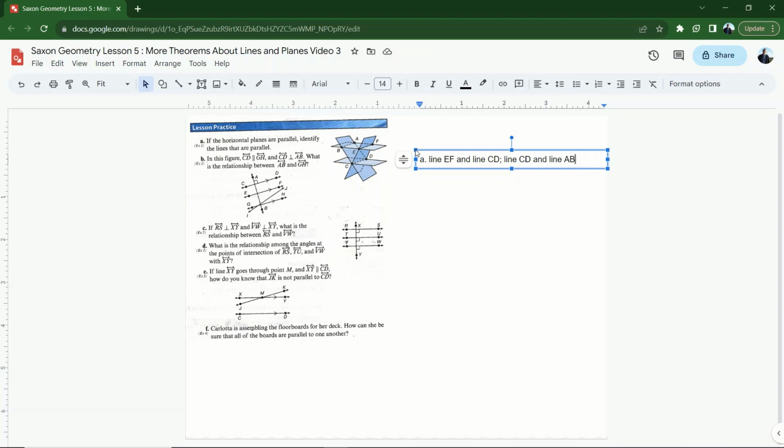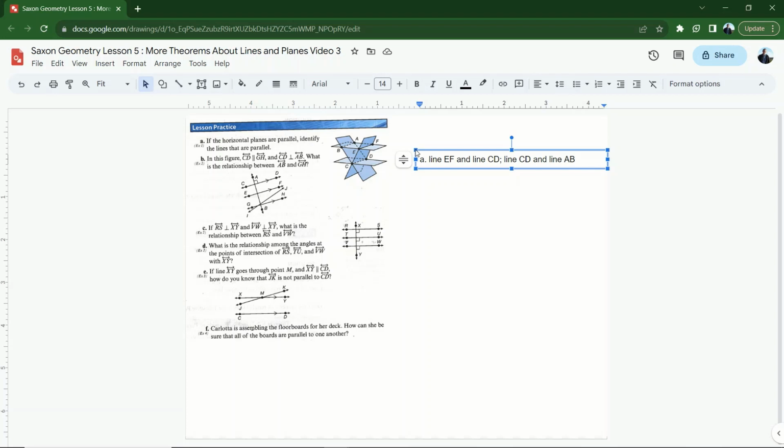And then if EF is parallel to CD and AB is parallel to CD, I know those are going the same direction. I could also prove that those two lines are parallel because they're going the same direction. They have to exist in the same plane, in a plane. And I see that they're in a plane together on top.